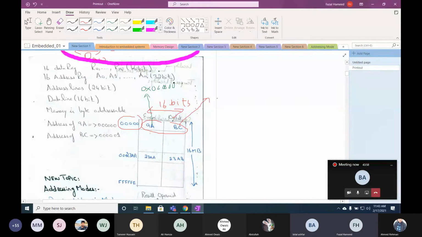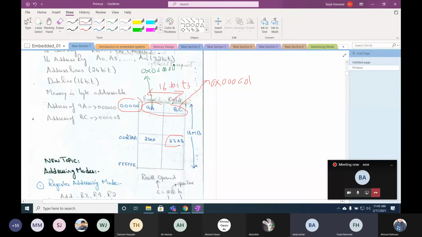So the last digit will be 1. 0x000001. What is the address of this one?